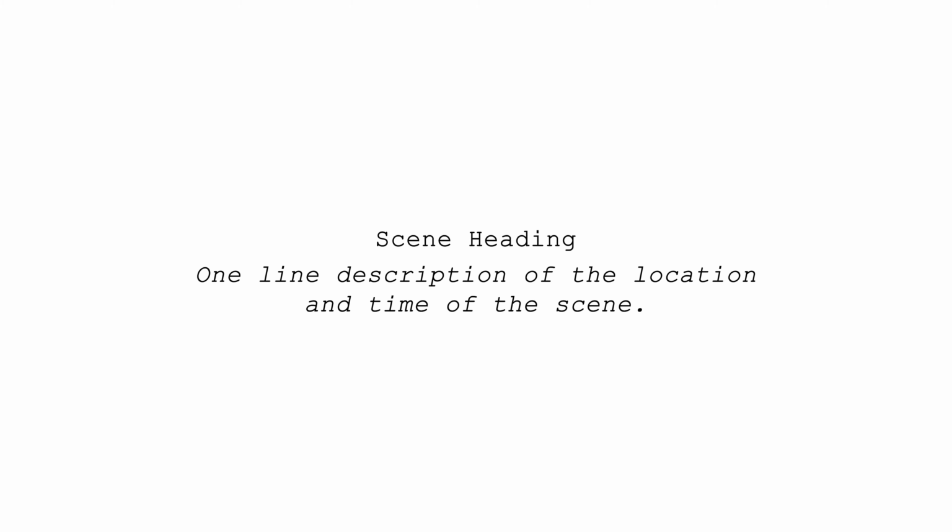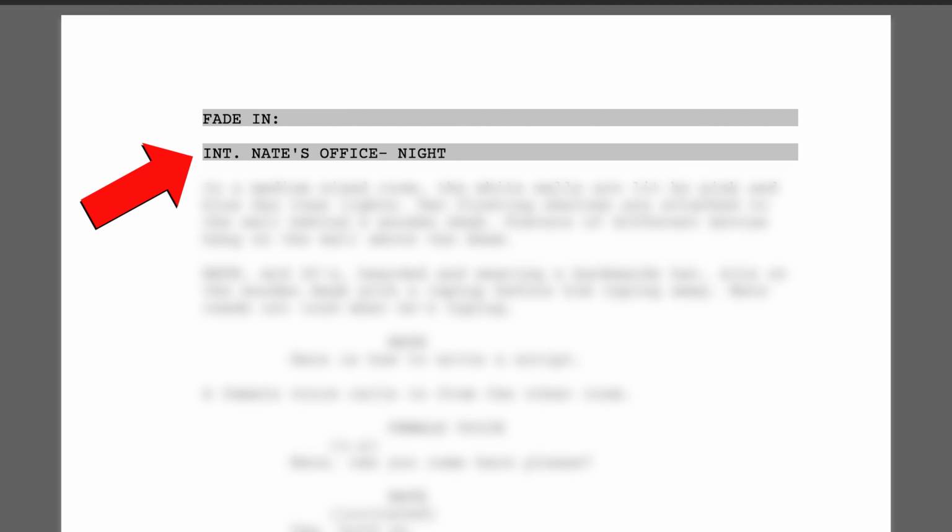Number 2, scene heading. The scene heading is a one-line description of the location and the time of the scene. You'll start by writing the interior or the exterior, then the location, and then the time of the day. It would look something like this. You can abbreviate interior with INT and abbreviate exterior with EXT, and this gives the reader the visual of where they can expect the scene to take place.